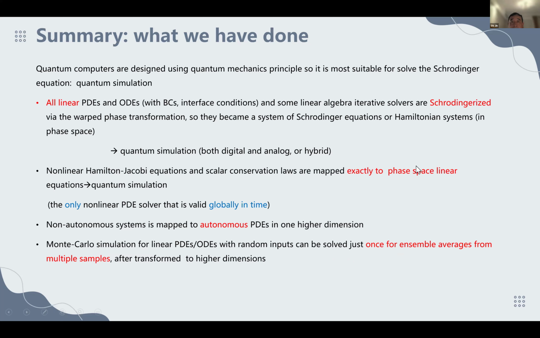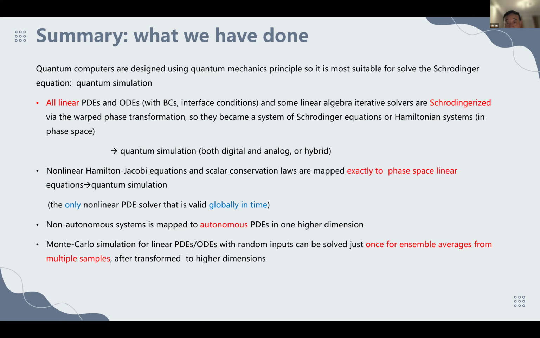All right, so now I'll summarize what we have done. To just repeat, quantum computers only know how to solve the Schrodinger equation. That's called quantum simulation. For other PDEs and ODEs, even with boundary conditions or initial conditions, we found this simple transformation: by going to one dimension higher and applying a Fourier transform, they become the Schrodinger equation. So essentially we Schrodingerize everything, all right? All the linear PDEs, by just going to one higher dimension, become the Schrodinger equation.